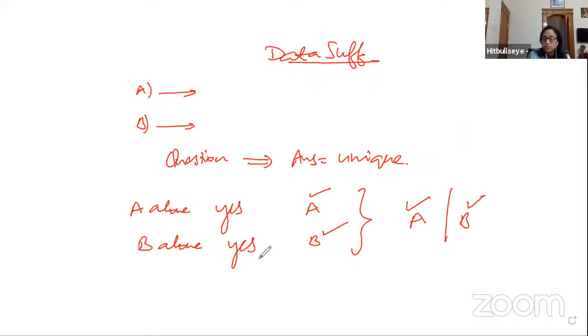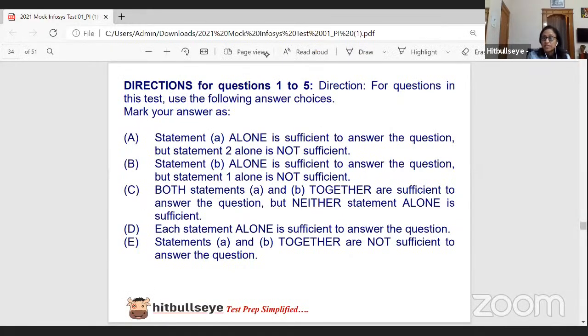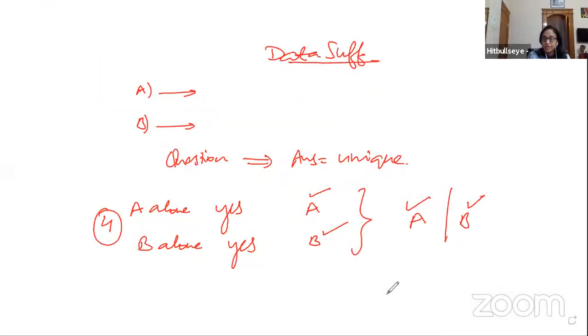And this statement was given in which option? It was given in option number 4. Let me just go back there and tell you that yes, it is exactly what is mentioned in option number 4. See here. Option 4 says each statement alone is sufficient to answer the question. Okay, so if A alone also works, B alone also works, you mark option number D. But of course, the situation may not always be like that.